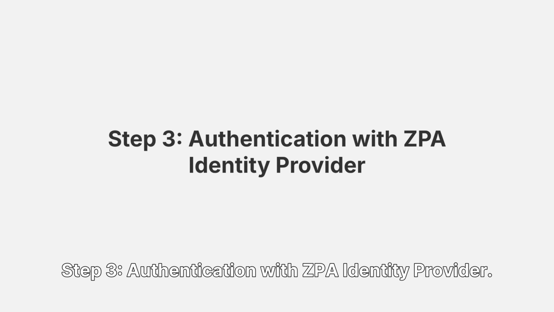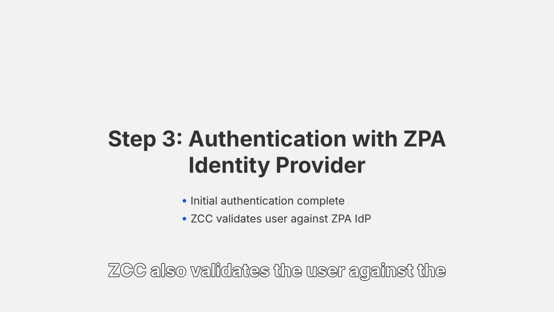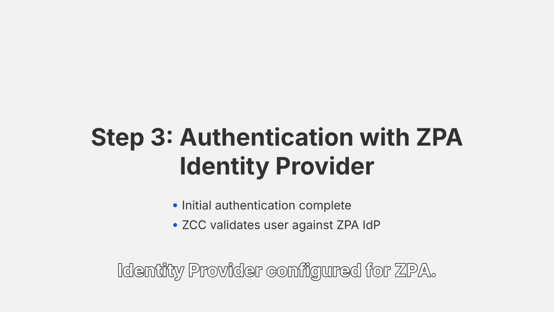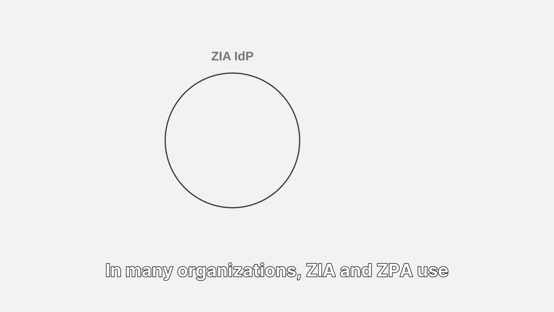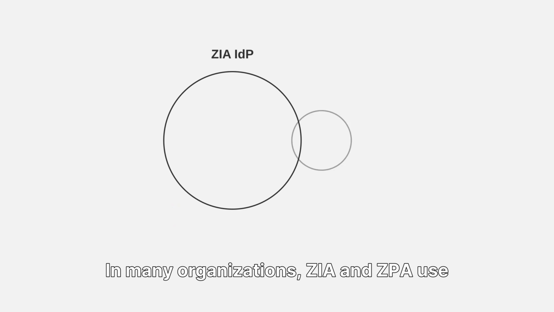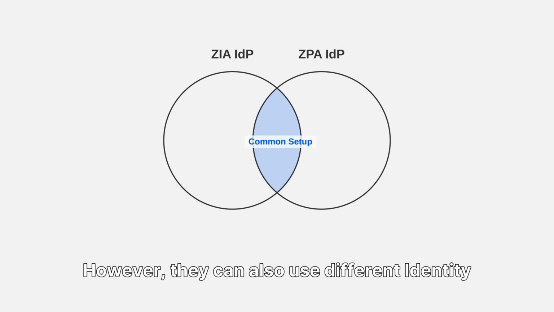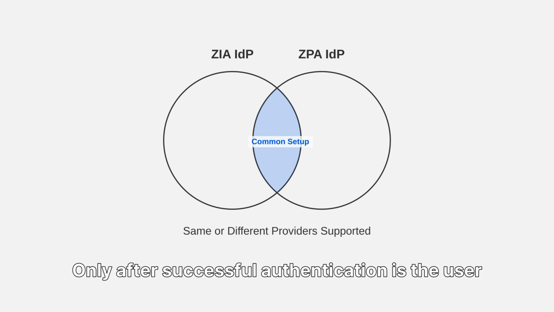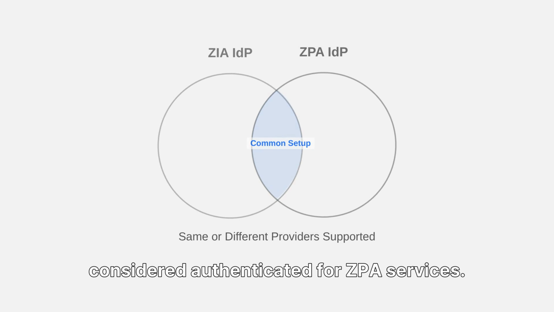Step 3. Authentication with ZPA Identity Provider. After the initial authentication, ZCC also validates the user against the identity provider configured for ZPA. In many organizations, ZIA and ZPA use the same identity provider. However, they can also use different identity providers if required. Only after successful authentication is the user considered authenticated for ZPA services.